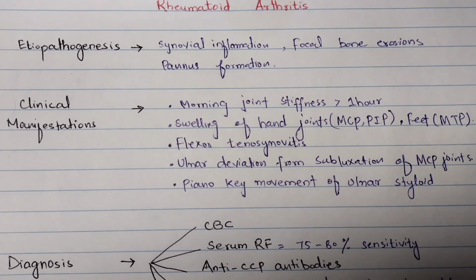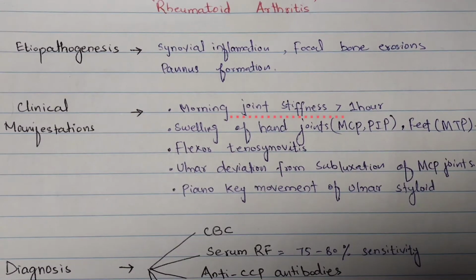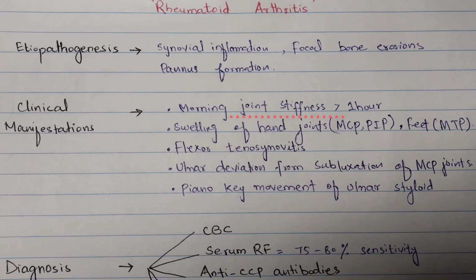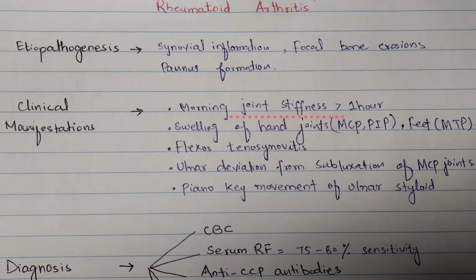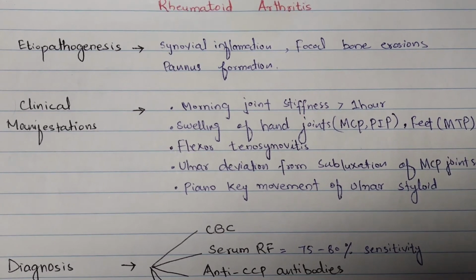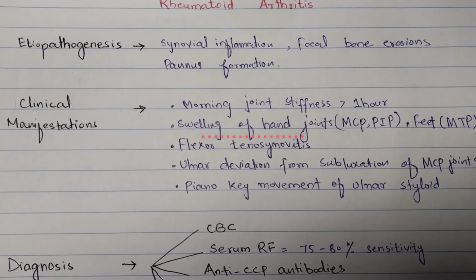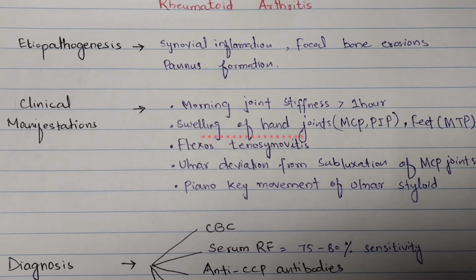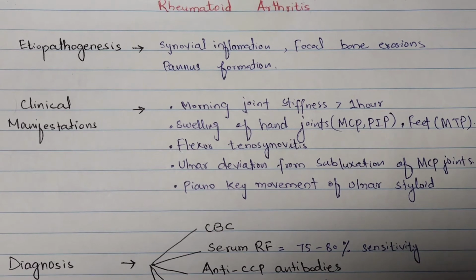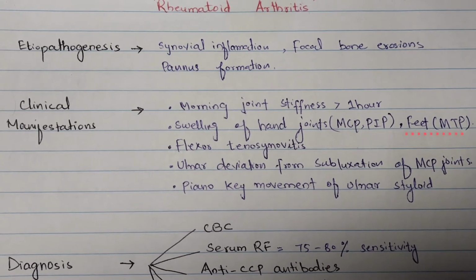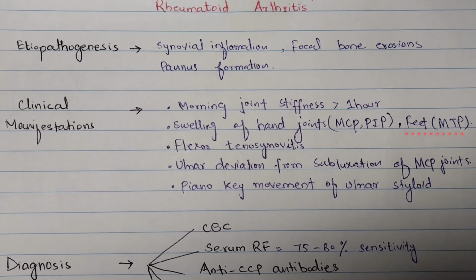Let's talk about clinical manifestations. First of all, early morning joint stiffness which lasts more than 1 hour, and this stiffness improves with physical activity. Next one is swelling of hand joints. Which joints? Metacarpophalangeal joint, proximal interphalangeal joint, and feet joints. Which feet joint? Metatarsophalangeal joint.